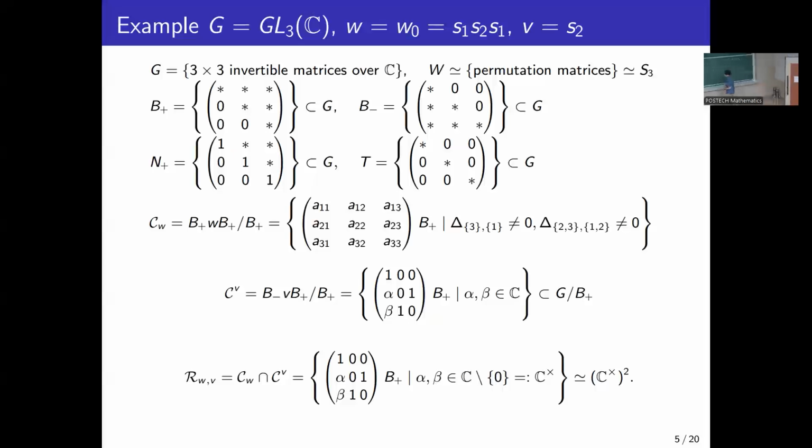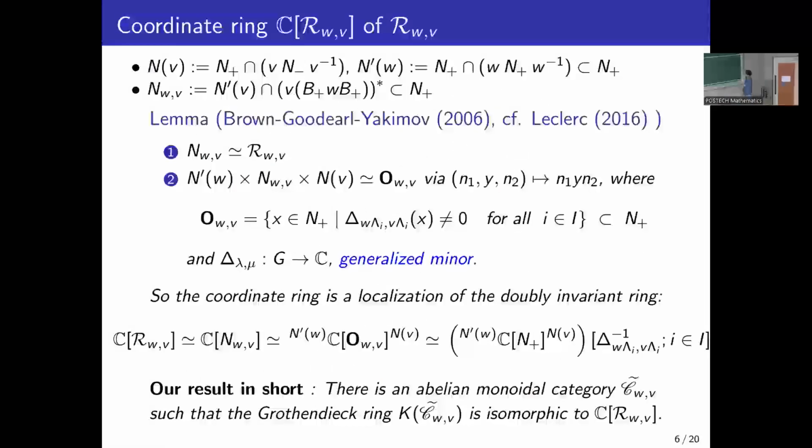So finally we get that this is isomorphic to the torus of rank 2. So this is the open Richardson variety, but as I told you, we want to understand its coordinate ring. And here are some technical things, but I think I need to explain.